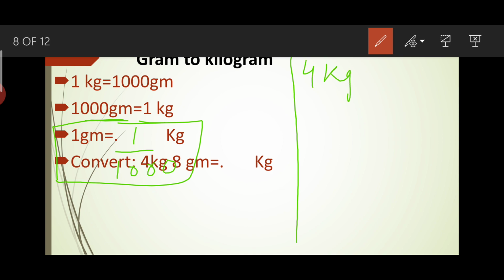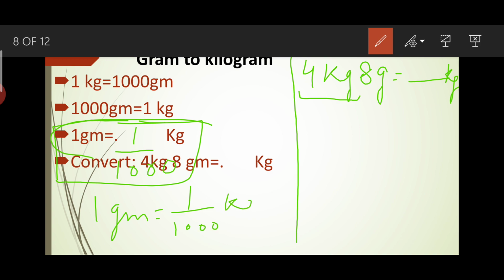4 kg 8 gram into kilogram. So this is already in kilogram, so you do not have to convert it. What you have to do now is convert 8 gram into kilogram. As you have seen, 1 gram is equal to 1/1000 kilogram. ओके अगर 1 ग्राम की वैल्यू 1/1000 किलोग्राम है तो 8 ग्राम की वैल्यू कितनी होगी? 8 ग्राम will be equal to 8/1000 किलोग्राम.